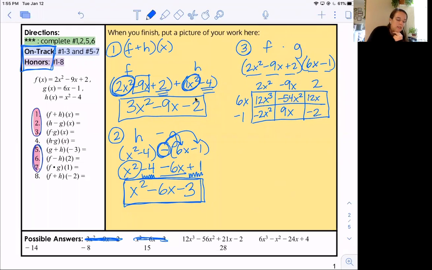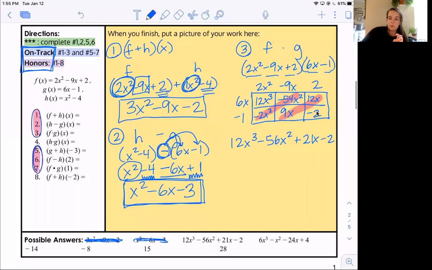Again, we can see this doesn't always happen, but most of the time the like terms are lined up in that cross direction. So I would have 12x to the third, negative 54 and negative 2 makes negative 56x squared, 9 and 12 makes positive 21x. And then negative 2 is here.